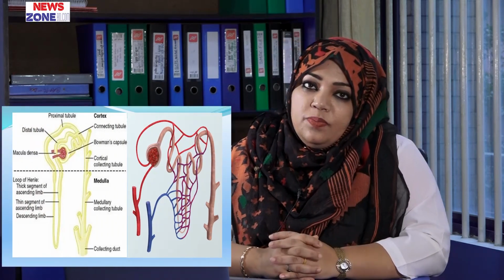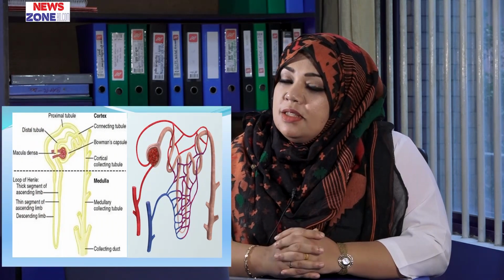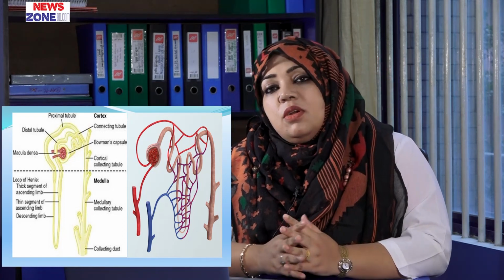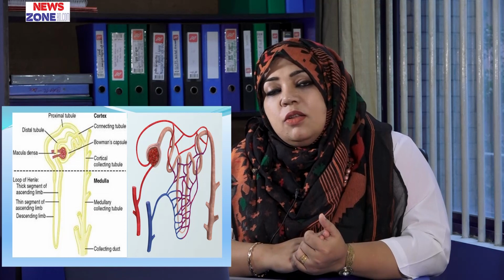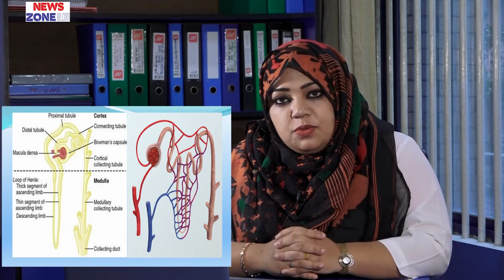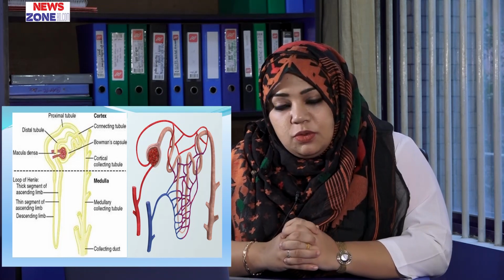Next, if we have a look at the structure of the nephron. As you already know, the nephron is the structural and functional unit of the kidney. And the nephron contains two parts. One is the renal corpuscle, which comprises the glomerulus and the Bowman's capsule, and the other is the renal tubules.